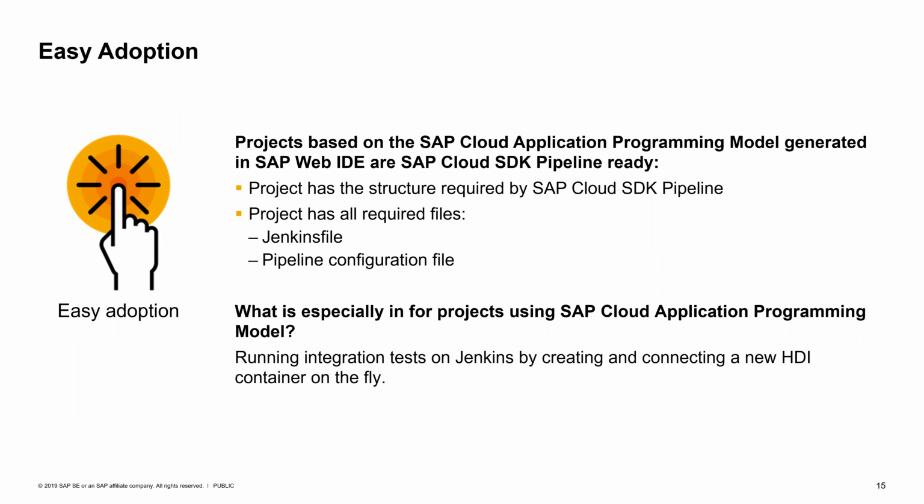So especially for the Cloud Application Programming Model, we have integrated testing with HDI containers, so with HANA containers on SAP Cloud Platform. Creating them and connecting is something that we do automatically for you. So you configure the right credentials in your pipeline configuration file, and then this is something that is automated that other pipelines won't provide you. So that's an additional goodie that you get.